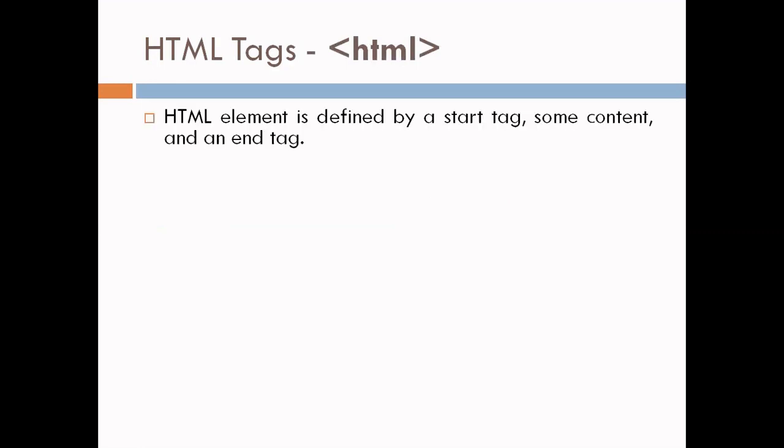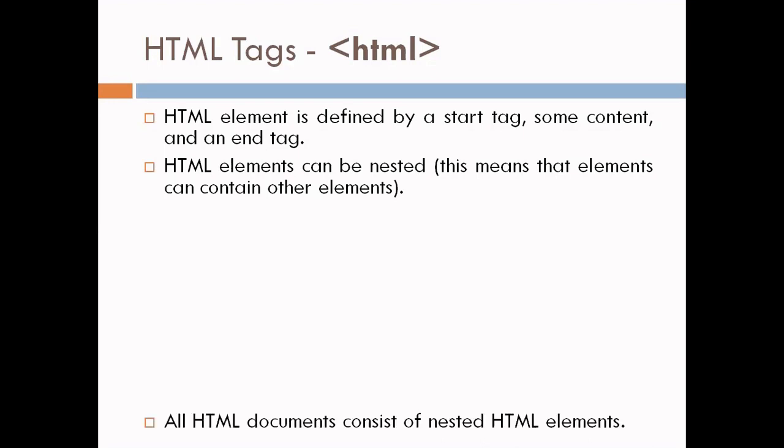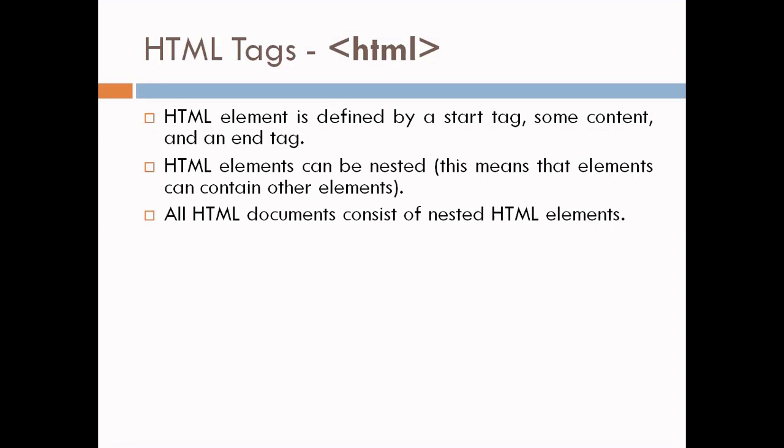An HTML element is defined by a start tag, some content, and an end tag. It means in an HTML web page, the first tag should be the HTML start tag. Then it contains some content. Then the last tag will be the HTML end tag. HTML elements can be nested. So in an HTML web page, there is one HTML tag, and that HTML tag contains some other tag. So it contains nested elements. An HTML document consists of nested HTML elements.